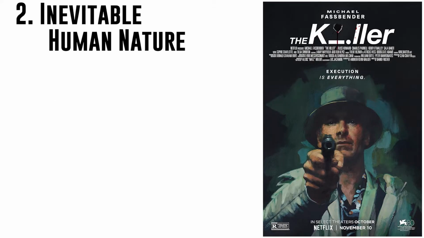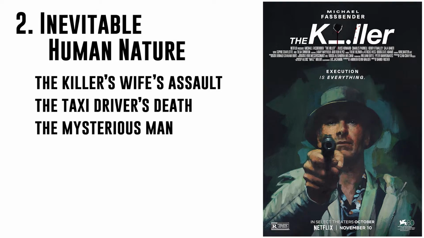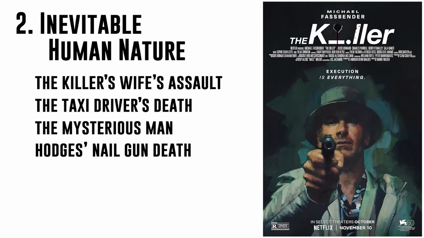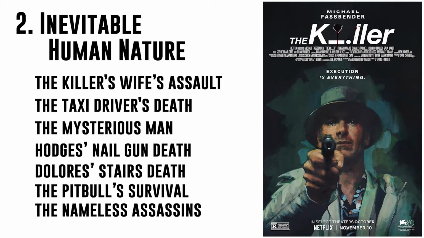2, inevitable human nature, where we'll discuss what led to the killer's wife's assault, the taxi driver's death, the mysterious man at the airport, Hodge's nail gun death, Dolores Stairs' death, the pitbull's survival, and why the assassins are nameless.